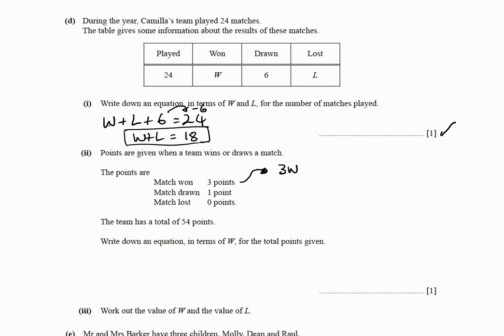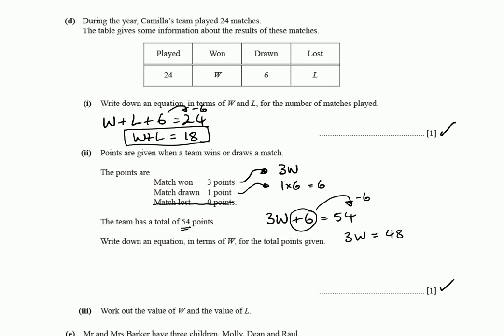If I drew 6 matches, then that'll be 6 matches, 1 point each, 6 points. And it doesn't matter how many matches I lost, because I don't get any points for those. So that's not going to help me add up to 54. So, my 54 points come from 3 points for every win, plus 6 points for my draws. That makes 54. Now, once again, that will get me the mark, but good maths says always tidy up if you can. And I can see an opportunity here to move that 6 to the other side, making it a minus 6 and putting my numbers together. That would leave me with 3W equals 48.